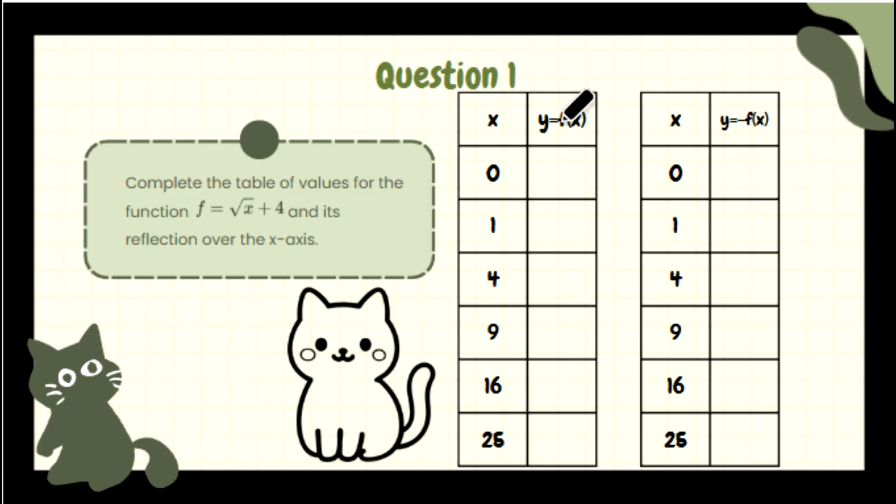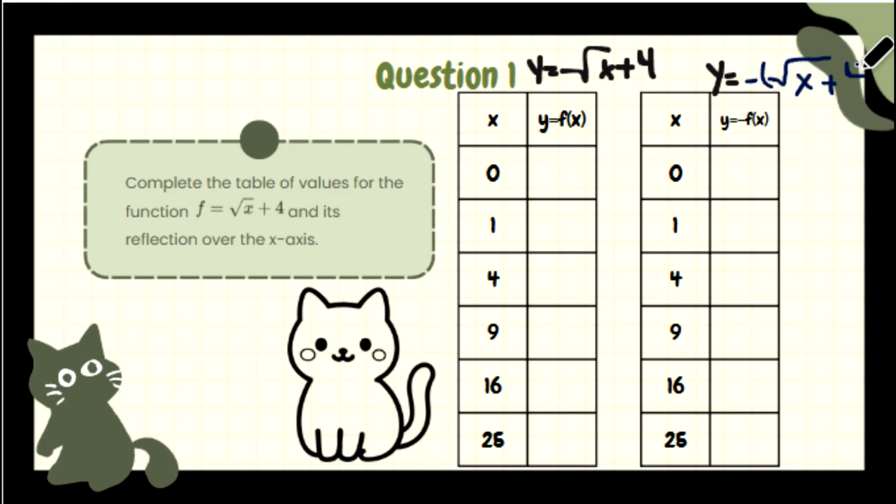Okay, so our formula right here is going to be y equals the square root of x plus 4. Which means over here our formula is going to be y equals negative, and now you're going to put a parenthesis and put the rest of this formula, which is the square root of x plus 4.